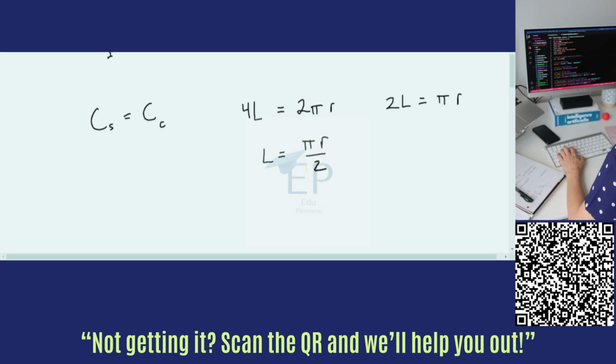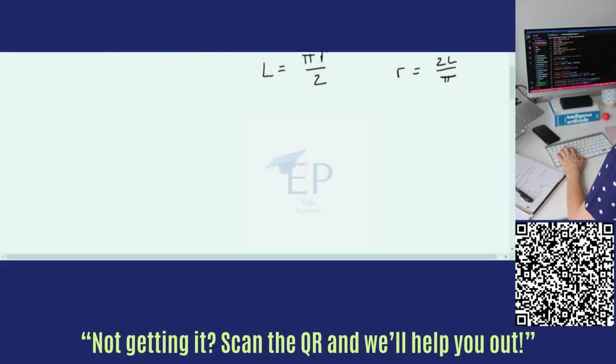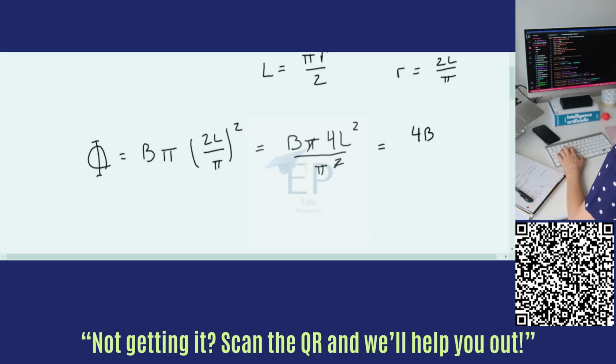So if we were to have solved this for R in terms of L, we could have just divided this equation by pi on both sides and had R is equal to 2L over pi. So if I substituted that into the equation for the flux here, I would have B times pi times (2L over pi) squared. Or if we simplify that, we'll have B times pi times 4L squared over pi squared. So we can cancel out a pi and we'll just have 4BL squared over pi.